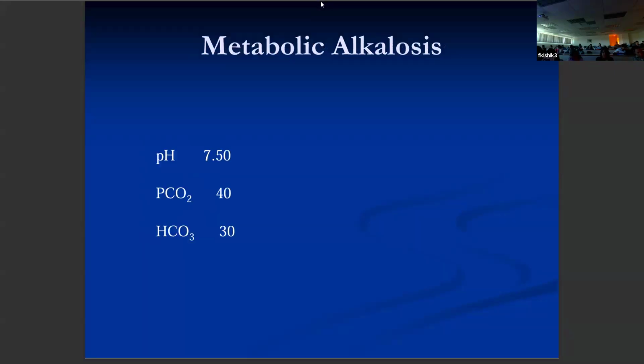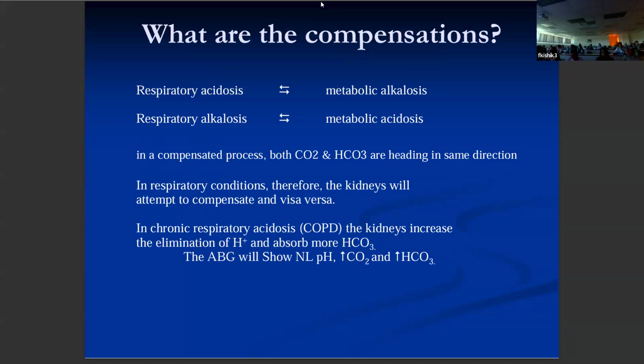pH 7.50. High, so it's an alkalosis. CO2 is 40, bicarb is 30. Which one is abnormal? So it's a metabolic alkalosis. Simple? Okay.